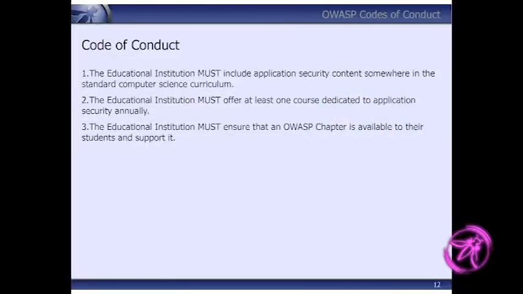So we've got 3 things here, a smallish list. Actually having application security somewhere in the curriculum. Often that's not the case, even in computer science type courses, even software development type courses. We would like educational institutions to have courses dedicated, of course, to application security. And we also feel it's quite important that we try to get educational institutions tied together with local chapters. And that's a way to potentially grow OWASP chapters as well.